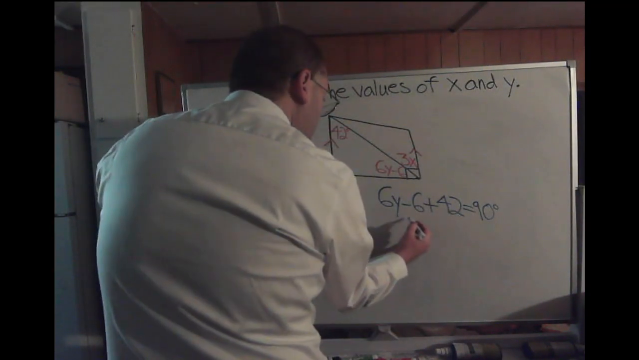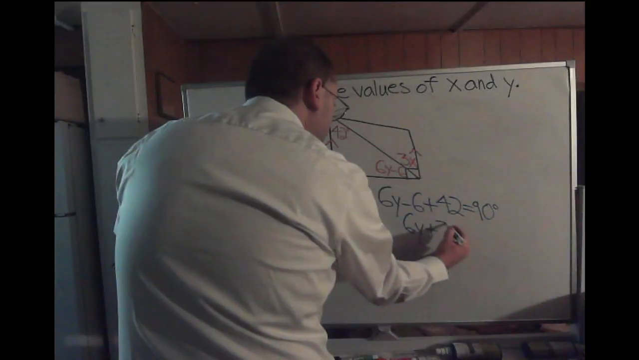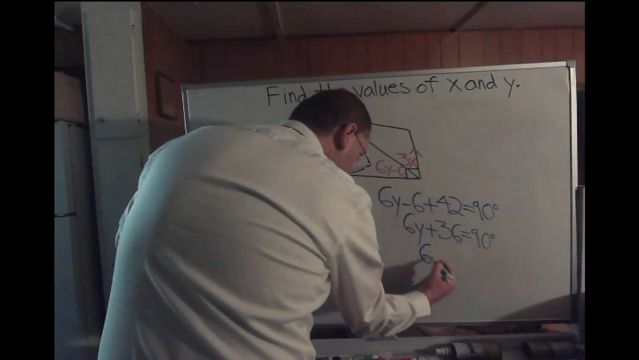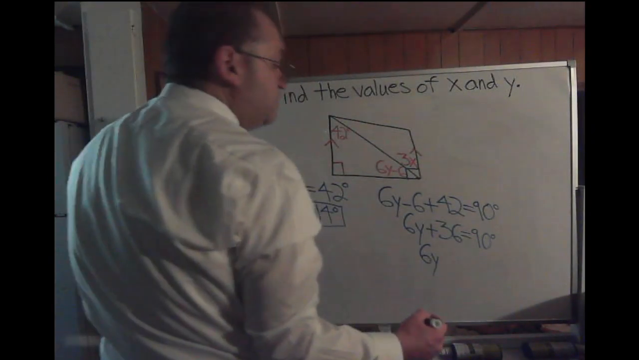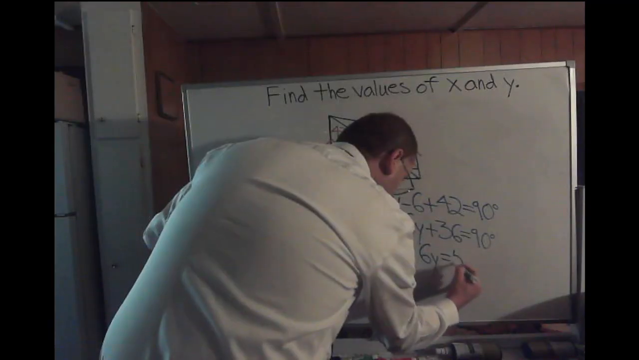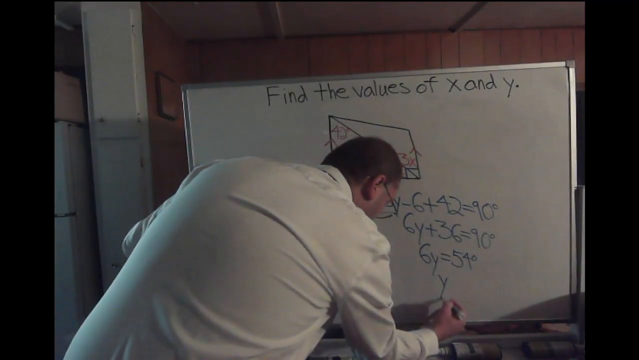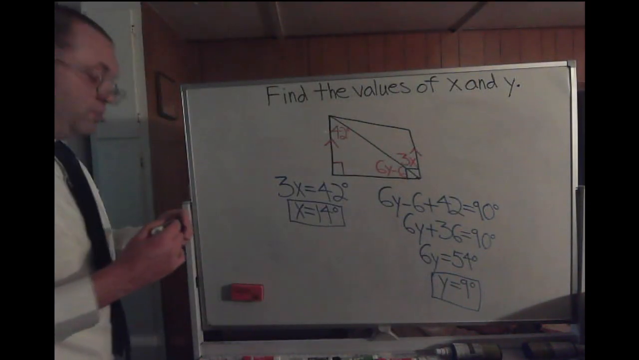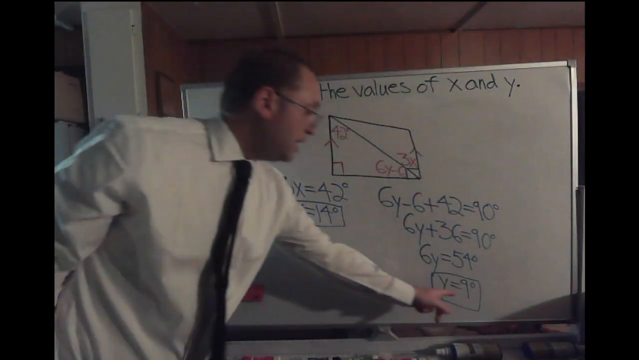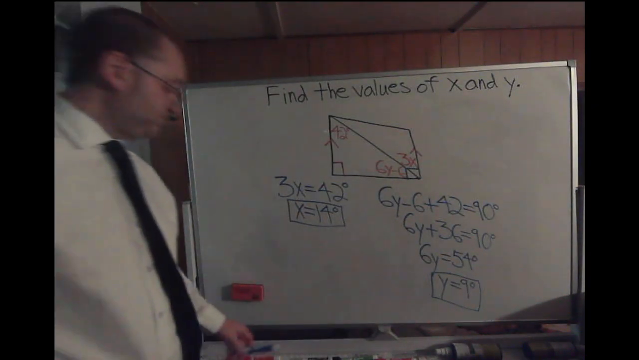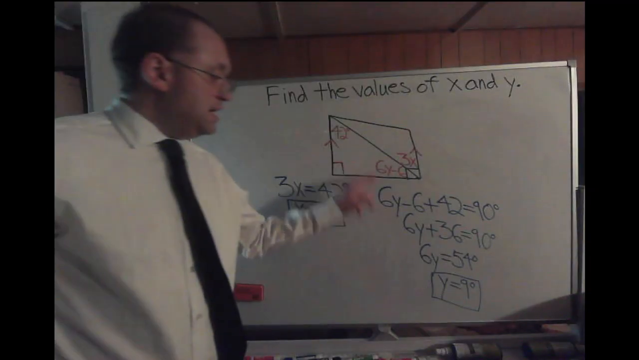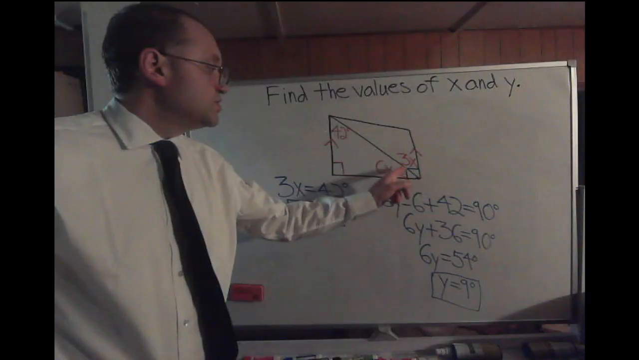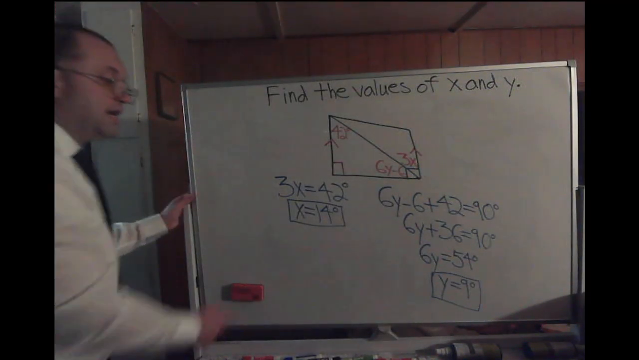degrees. Which means you would get 6y plus 36 equal to 90 degrees, which then means 6y is equal to 54 degrees, which then means that y is equal to 9 degrees. So we got x equal to 14 degrees and y equal to 9 degrees. And I guarantee you, if you stuck these angle measurements in, these two angles would add up to 90. You would have no problem with that.